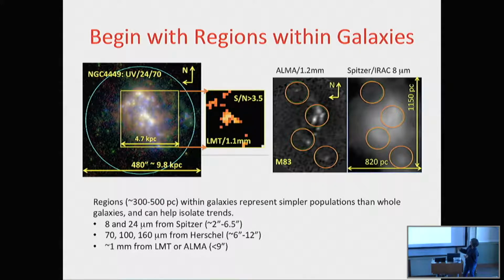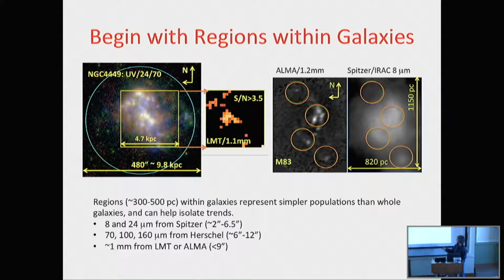So these are two examples here. This is a galaxy that we observed with the LMT at 1.1 millimeter, and this is the region that was targeted, and this is a three-color composite in UV, 24 and 70. As I said, we have every single possible measurement we can think of for these galaxies. This is M83, a nearby starburst, and ALMA targeted the central region, and this is the equivalent Spitzer 8 micron. It looks ugly, but on the screen it looks better.